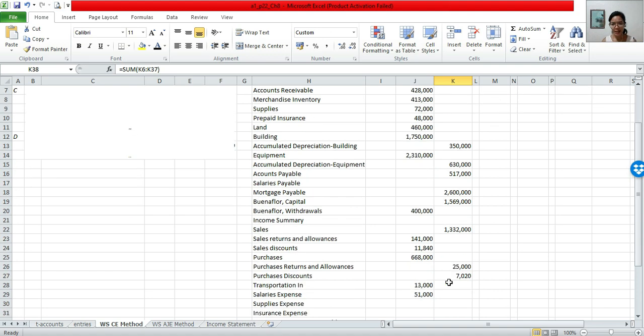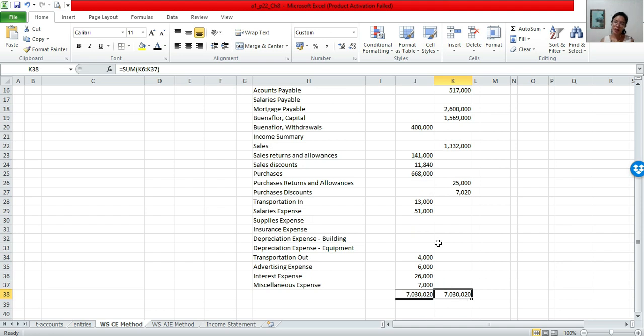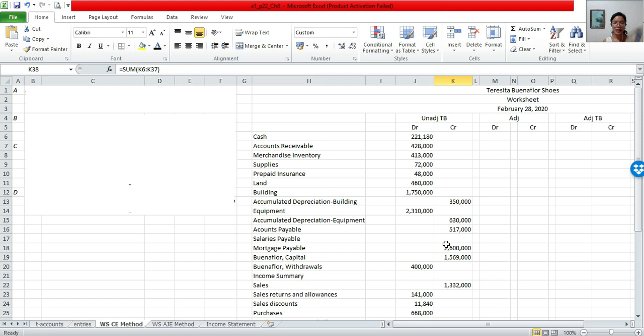And as I have said, I'll be the one to do the checking for the entries, but if you got the entries correctly, then you must get the unadjusted trial balance correctly as well.